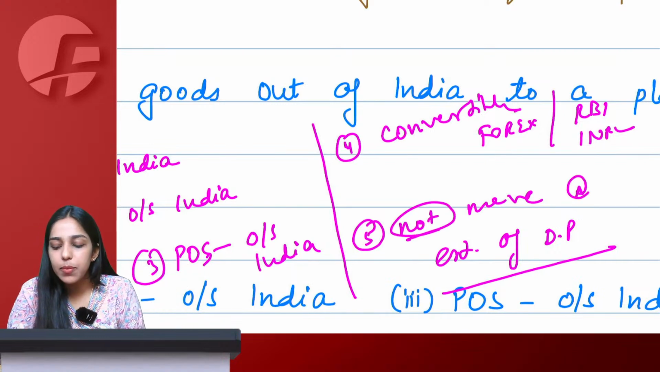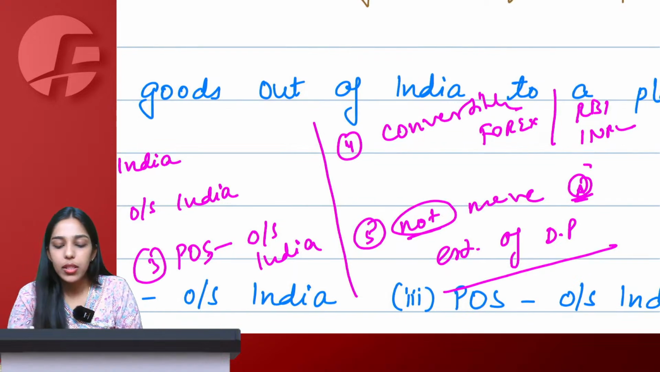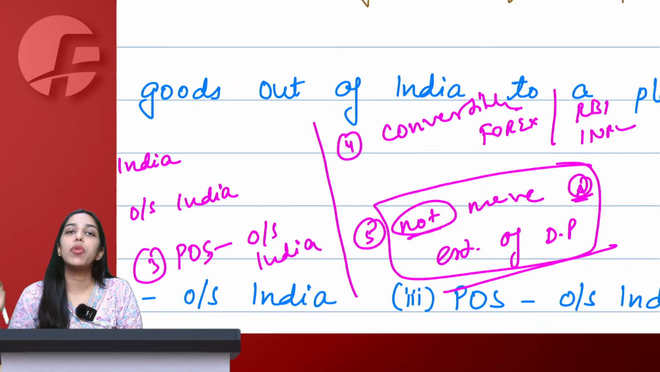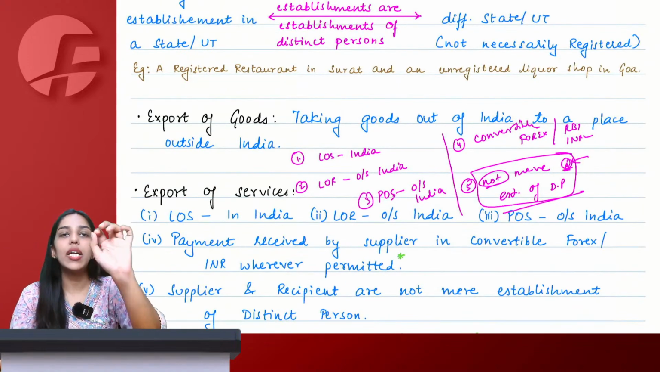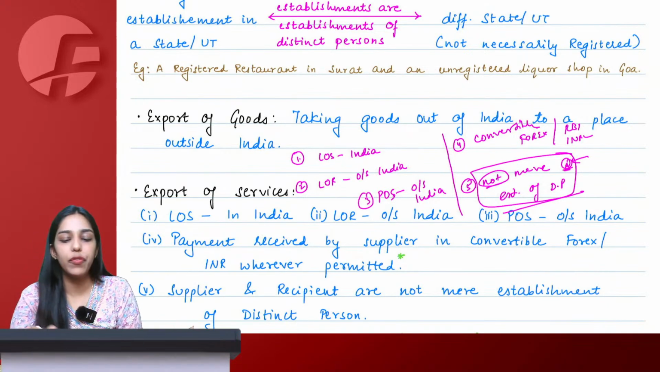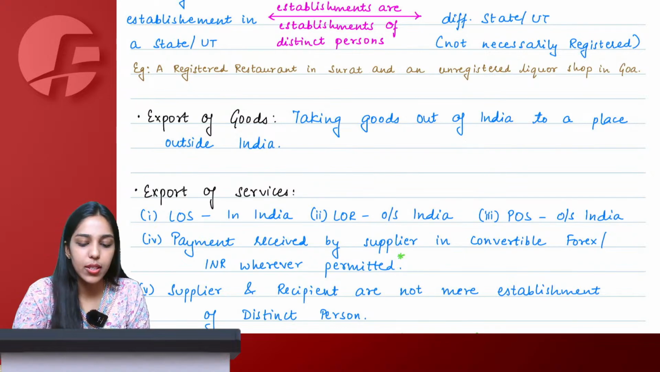We will discuss this point in more detail in the chapter on export under GST. This point will be elaborated in export under GST, so you can just wait till then. But for now, what are the 5 conditions you need to fulfill to qualify your transaction as export of services?